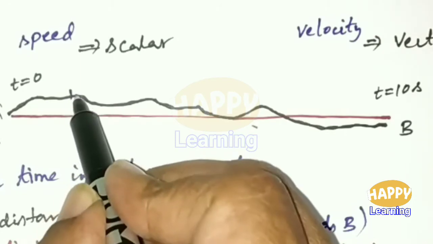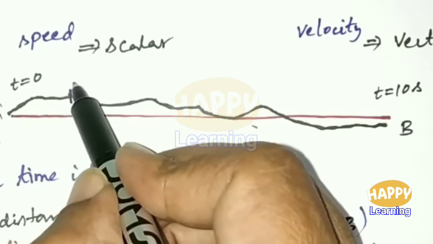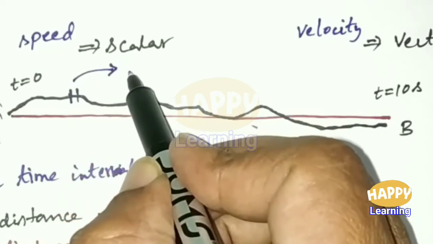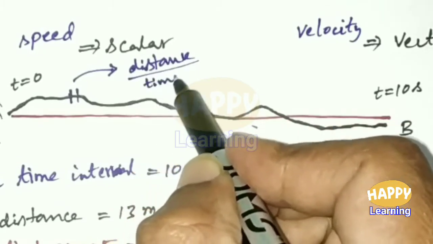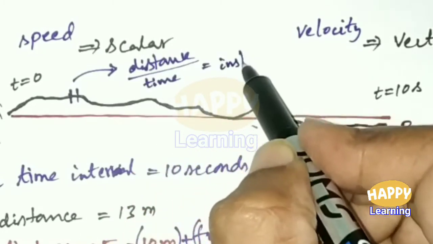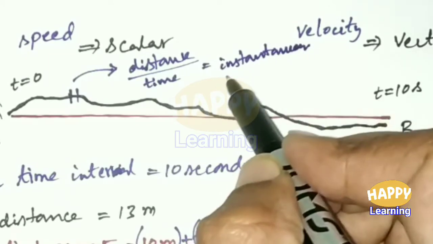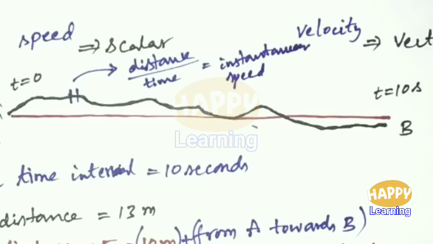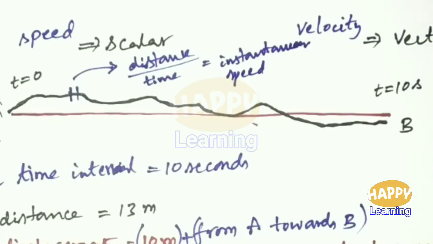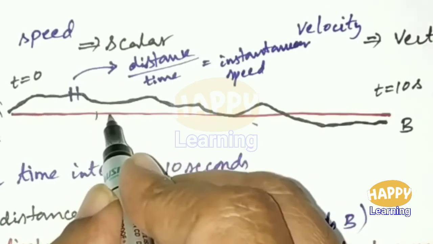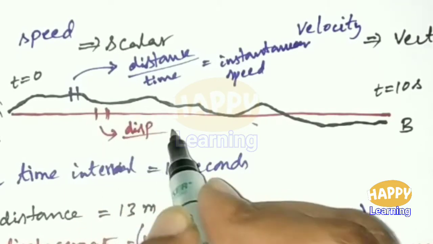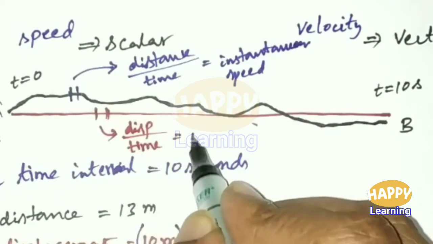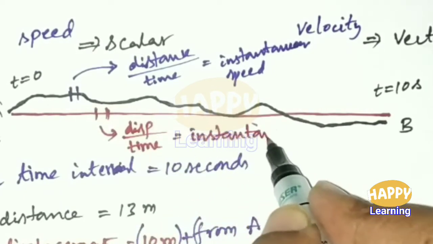If you select a smallest time interval, in this smallest time interval, distance by time is called instantaneous speed. So this is calculated in a very short time interval. Similarly, for a smallest time interval, if you calculate displacement by time, then it is the instantaneous velocity.